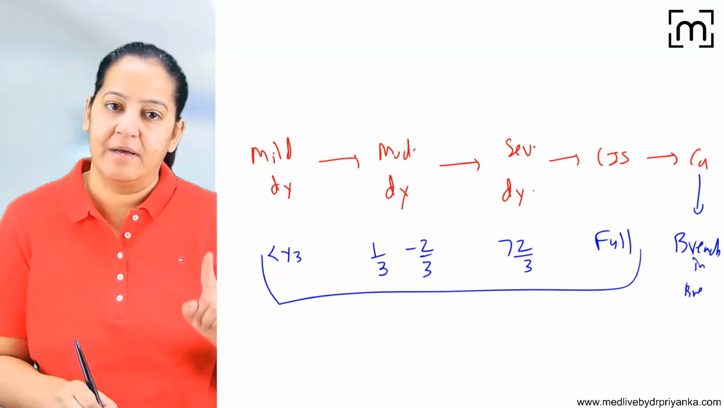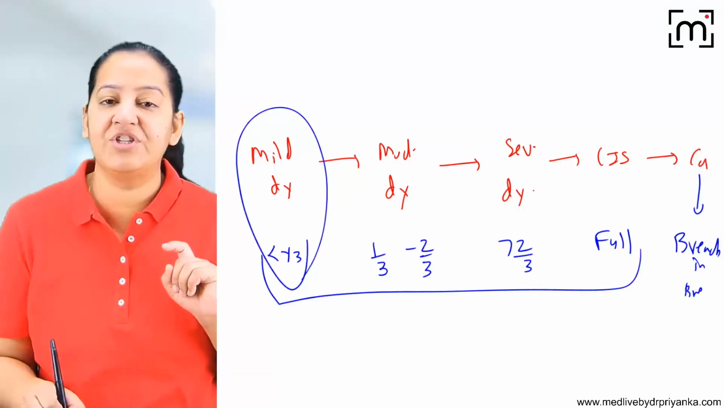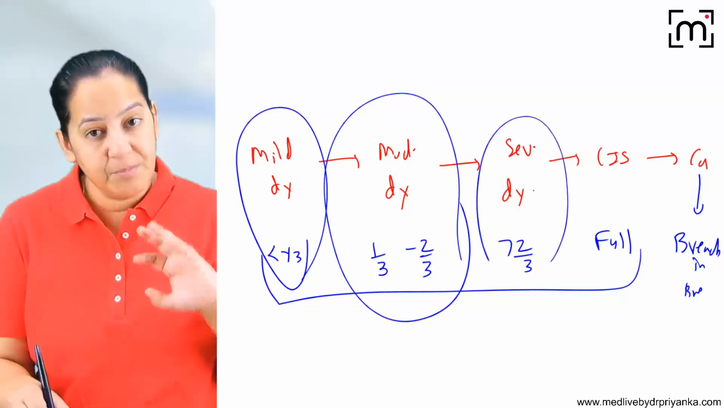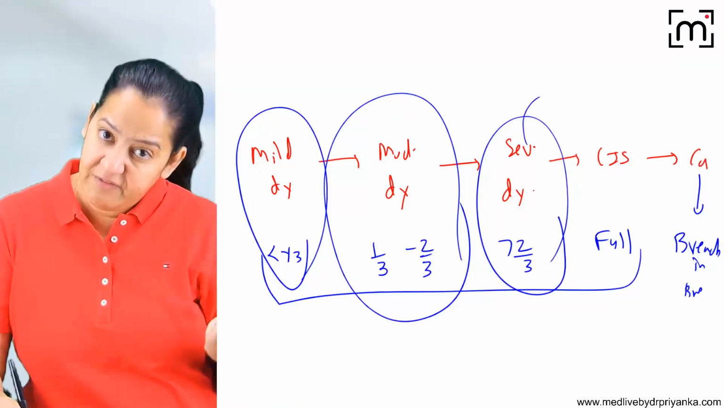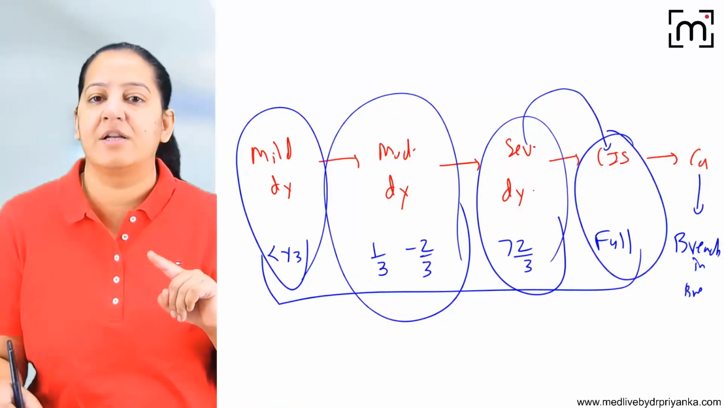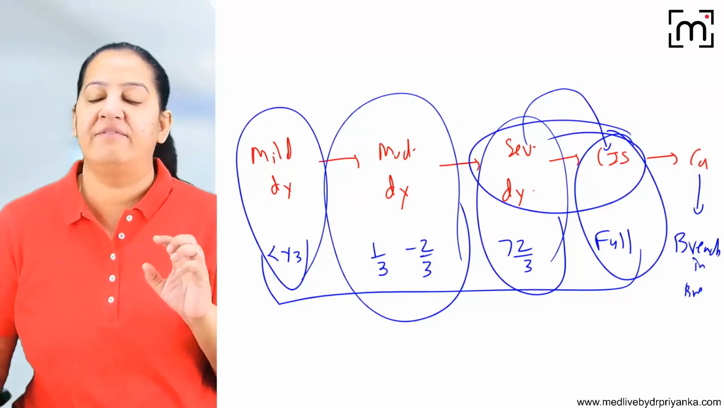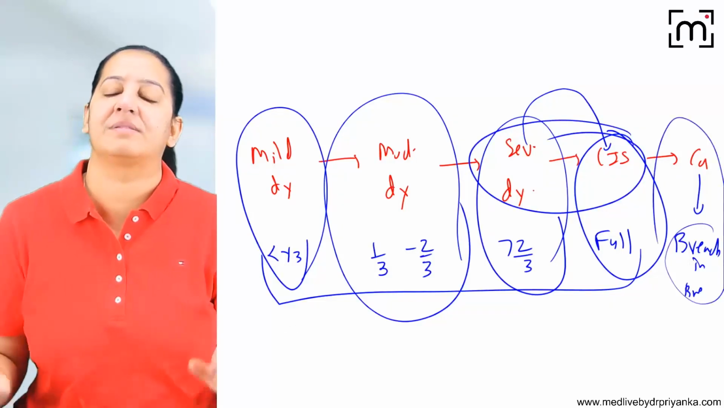I hope you are getting it. Mild is less than 1/3 of the dysplasia. Moderate is 1/3 to 2/3 thickness of the dysplasia. Severe is more than 2/3. And if the severe one becomes full thickness, it is carcinoma in situ. So severe and carcinoma in situ are one and the same actually. And once it is breaching the basement membrane, it is known as carcinoma.